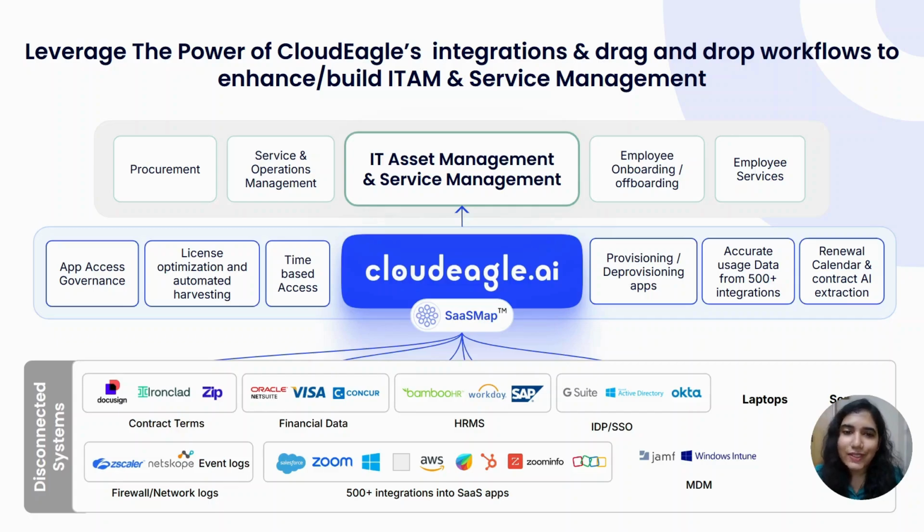CloudEagle brings all your SaaS and ERP tools into one place, so you always know what you have, who's using it, and what you're paying for. With over 500 integrations, teams usually save anywhere from 10 to 30% on their software costs and cut a lot of time spent on manual tasks like access reviews, renewal prep, and chasing usage data.